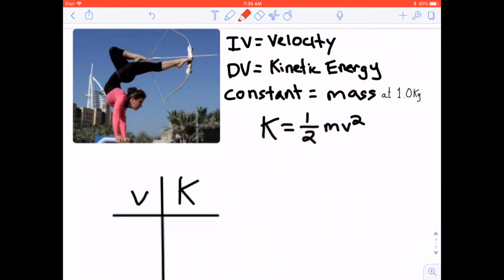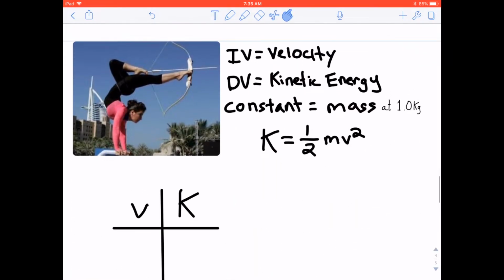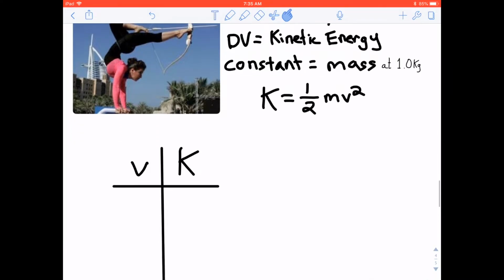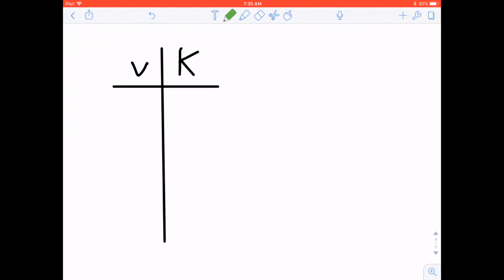So what would this look like in an example? Say that you're doing an experiment. You have this epic yoga archer here, and you're going to run an experiment where you're going to change the velocity and measure the kinetic energy, and you're going to keep mass constant at 1 kilogram. So you're going to pick a velocity, measure the kinetic energy, and keep the mass constant. So I got a handy dandy data table here.